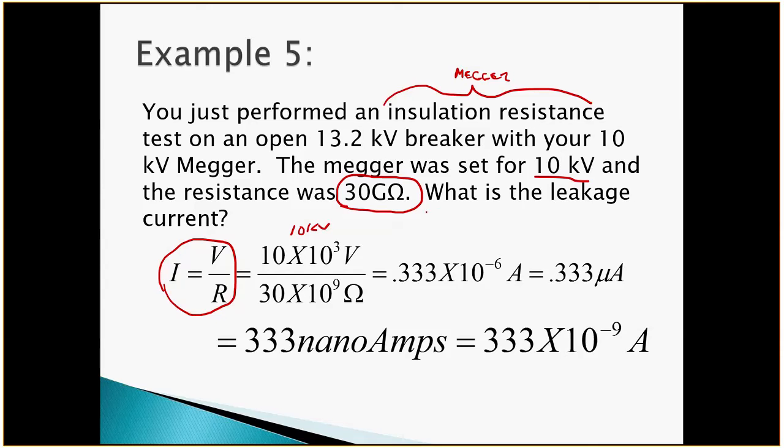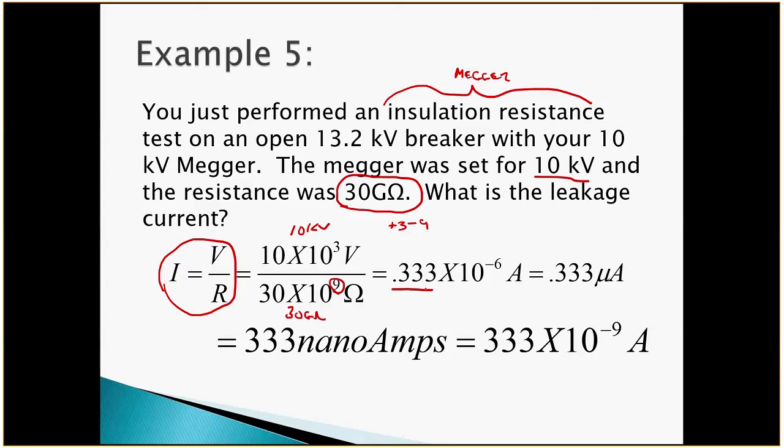And my leakage resistance was 30 gigaohms. That's 30 gigs, that's 10 to the 9th. So I've got 10 divided by 30. That's 0.333, and I got a plus 3. And when I bring the 9th up to the top side, that's a minus 9. That's times 10 to the minus 6th.